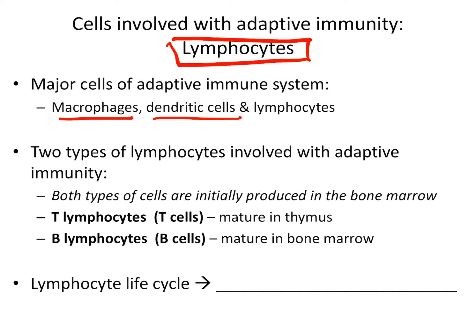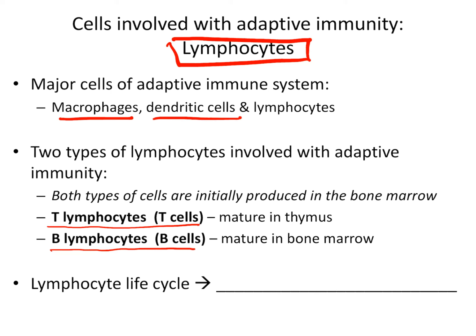What we'll see with the T cells, though, is that even though it's their job to recognize these antigens, they oftentimes cannot do it without the help of these macrophages and dendritic cells. So we'll see that these play a very important role in activating our T cells. The 2 types of lymphocytes that are involved with adaptive immunity are going to be our T cells, or our T lymphocytes, and our B lymphocytes, which are AKA our B cells.